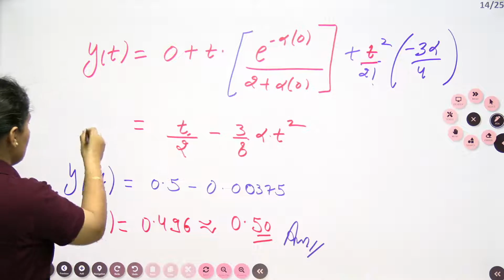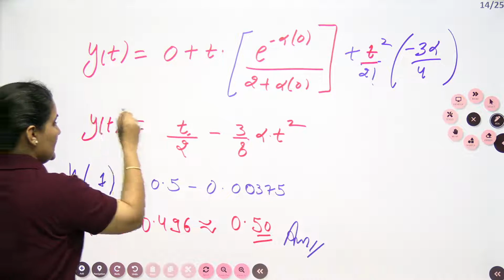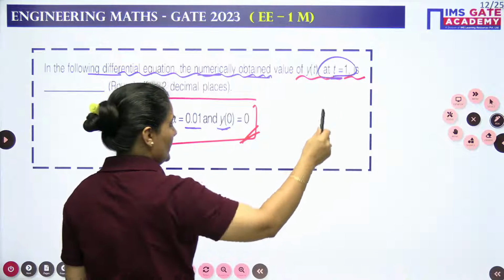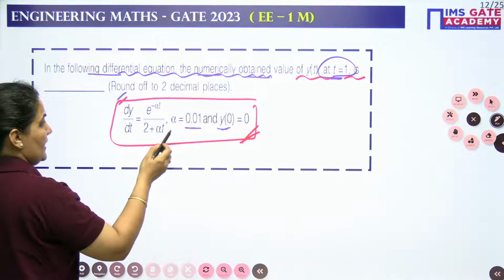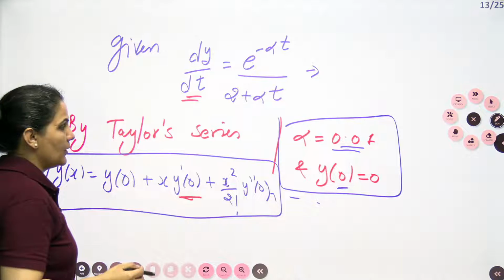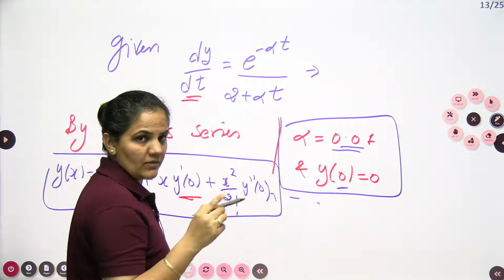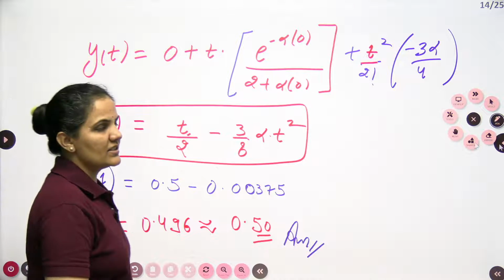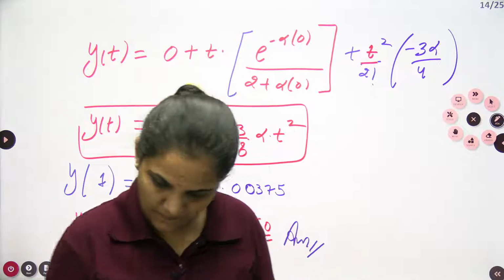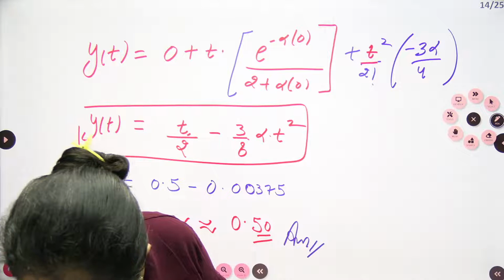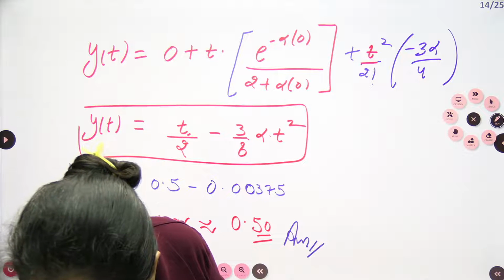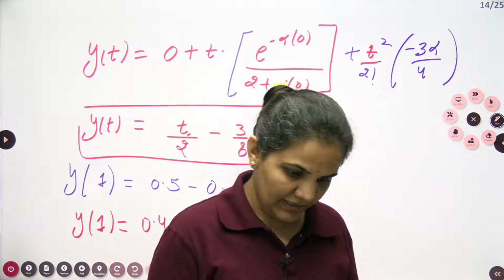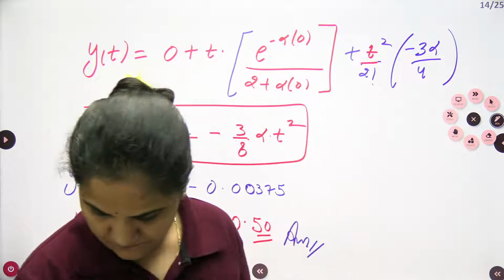So this is my equation y of t, and as it is given to you, the value of t is 1. At t equals 1, we have root alpha as 0.01. So I will put the value of t as 1 and alpha as 0.01. So when I put it here, I will get the result 0.50. Yes, I will get the result 0.50. Okay, so like this we can solve the question.